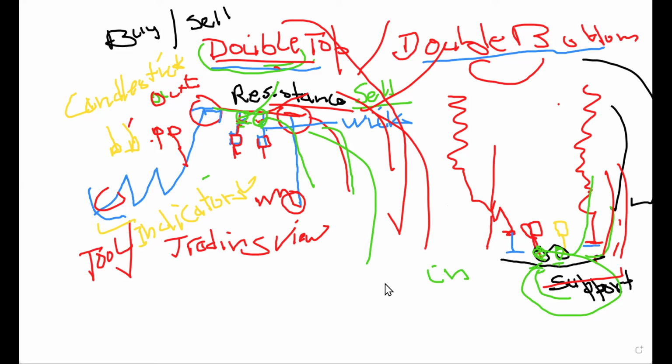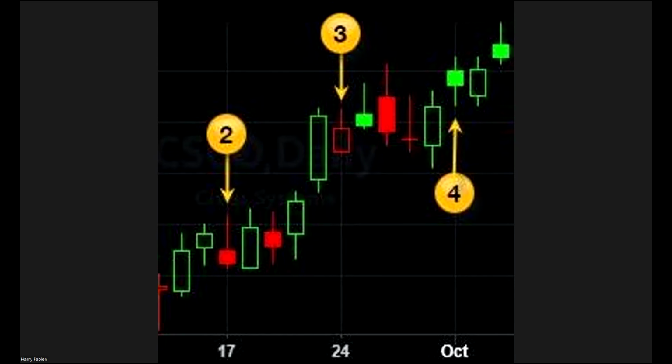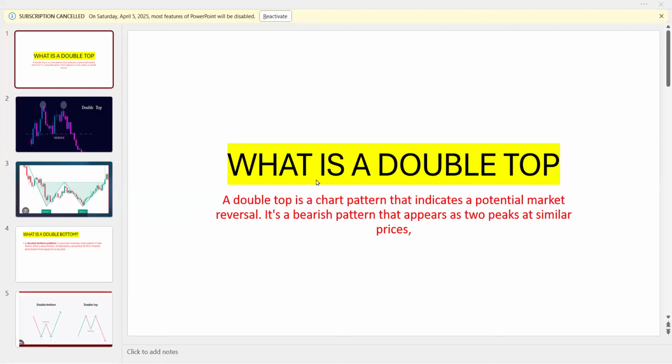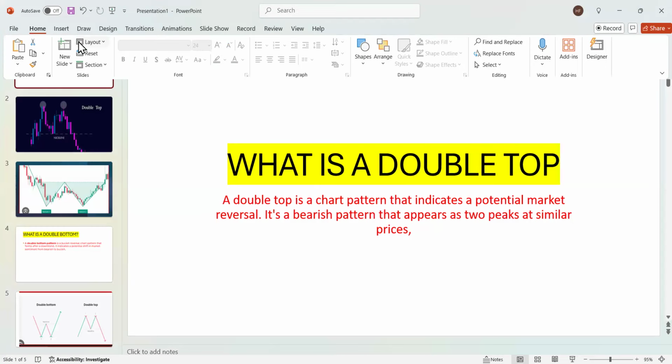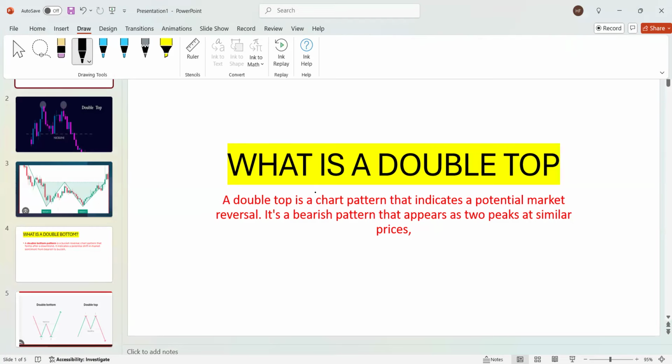Now, this is what we call double top and double bottom. I'm going to share with you in real short how it looks. Let's go there. Just get there to see what we can do for you. You see, I just put it for you there. You can understand it even better now. What is a double top?